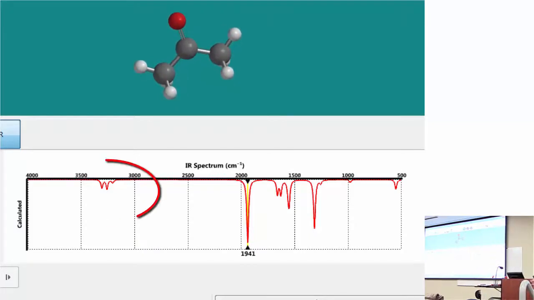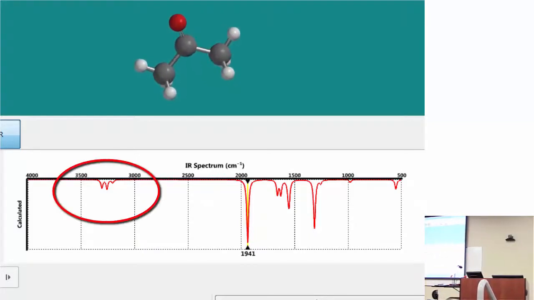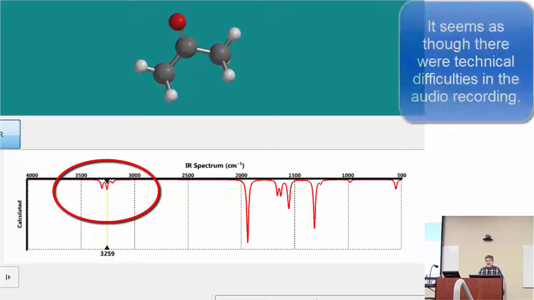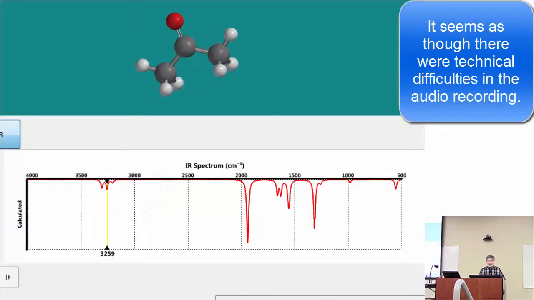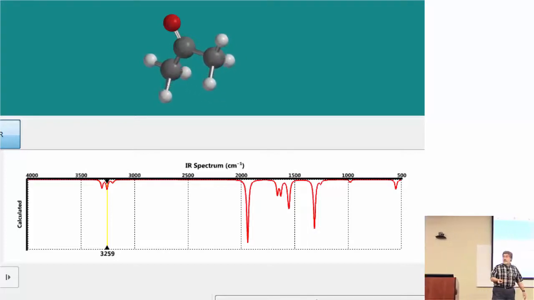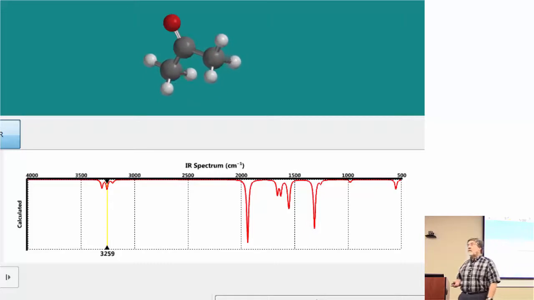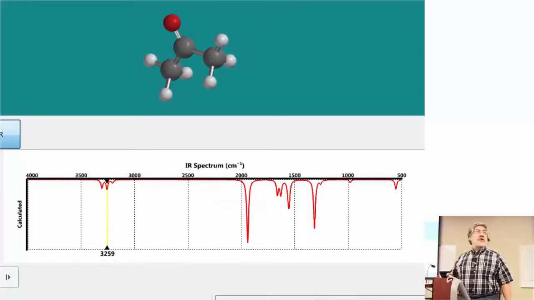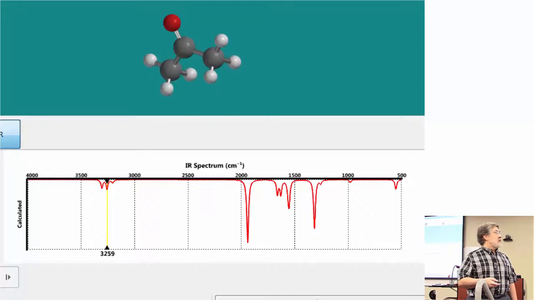Then these peaks over here are responsible for the CHs, those bonds, and so which kind of stretch? If I rotate it, can you recognize it? Remember, two types of stretch, asymmetric and symmetric. You recognize it? Asymmetric. Those two hydrogens are doing the opposite: one's coming in while the other's going out. Because on this particular carbon, those hydrogens are doing the opposite.